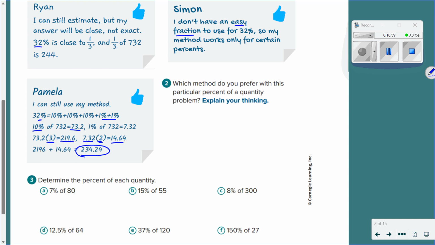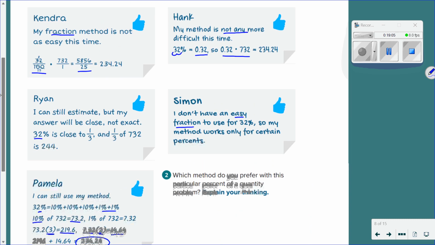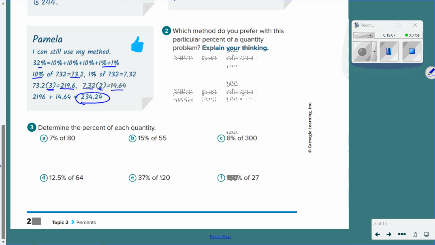Okay? So the bottom line on this one, though, to me is Hank's method is still going to be the best, but we're going to give you guys a chance to talk right now with your table mates. Talk about all 5 of them.